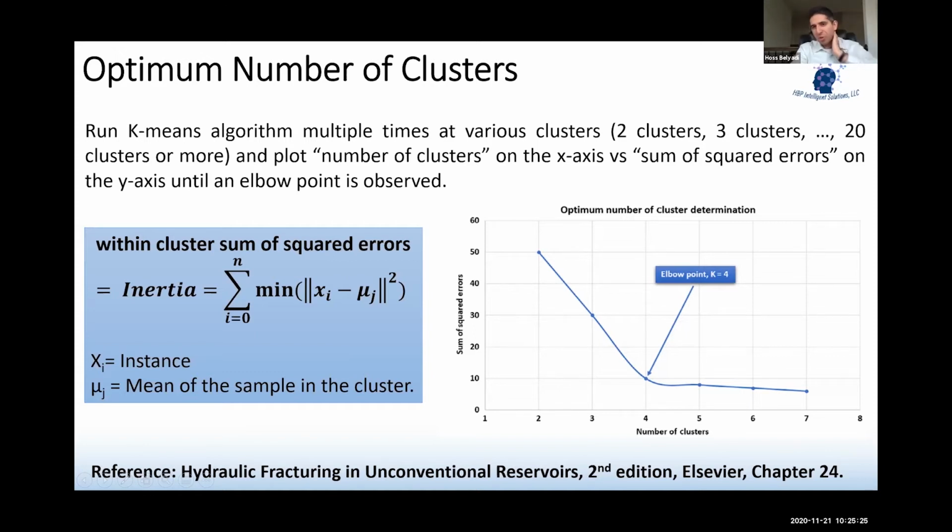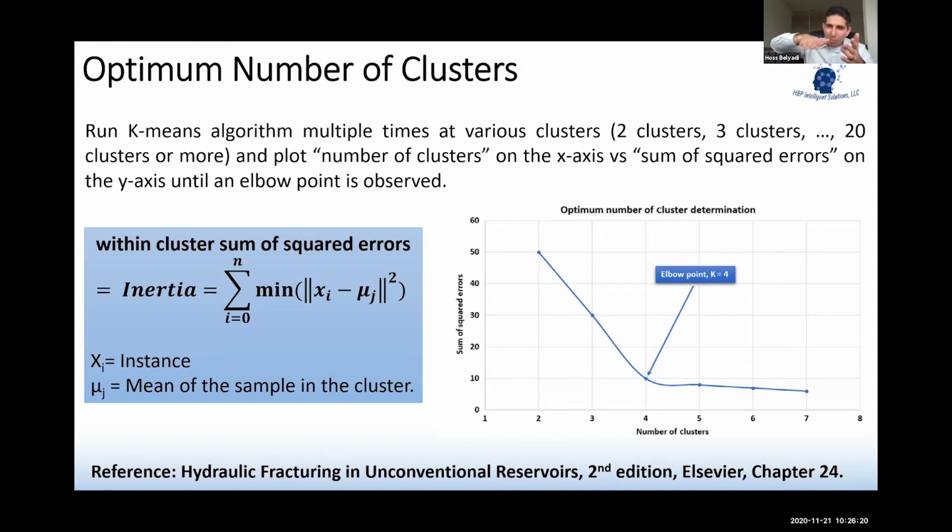Now, if you remember from your linear algebra class, if you've ever taken one, the double absolute value is basically the norm of your Euclidean vector, and that's what you're doing here. So if you plot the number of clusters on the x-axis versus the sum of squared errors on the y-axis, at some point you're going to see an elbow curve. Your inertia, your sum of squared errors, is going to go down pretty drastically, and then finally it starts to level off.